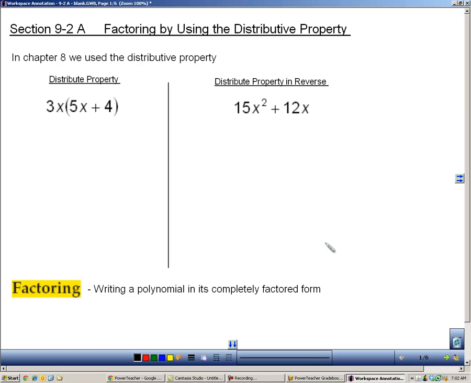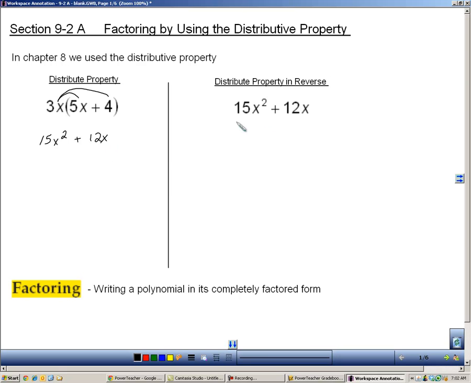Section 9.2a is about factoring using the distributive property. I want to go back to Chapter 8 and examine the distributive property for what we're going to work on today. If you remember, we have something that's outside of parentheses and we multiply it. We're going to distribute that. It's called 15x squared plus 12x. That's the distributive property we've already learned.